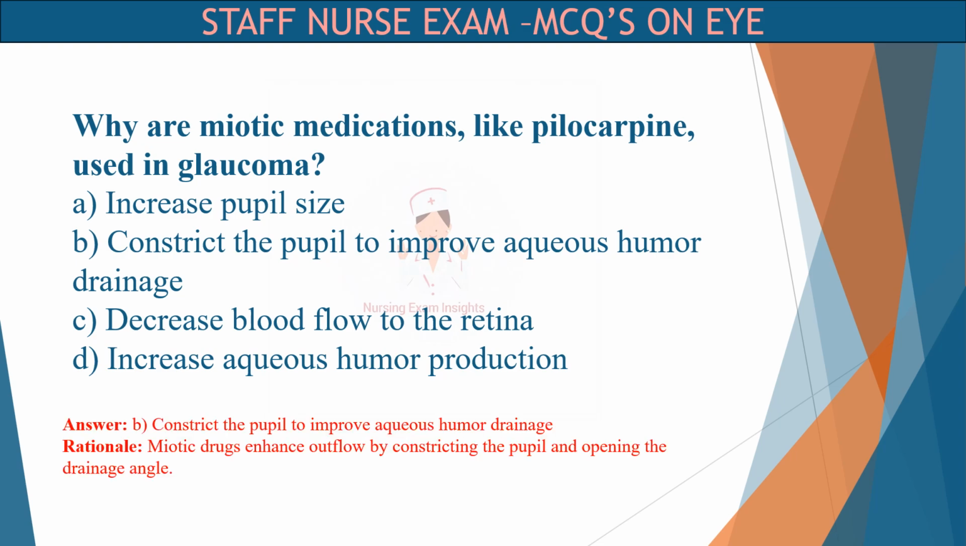The right answer is option B. Constrict the pupil to improve aqueous humor drainage. Miotic drugs enhance outflow by constricting the pupil, and tend to open the drainage angle.